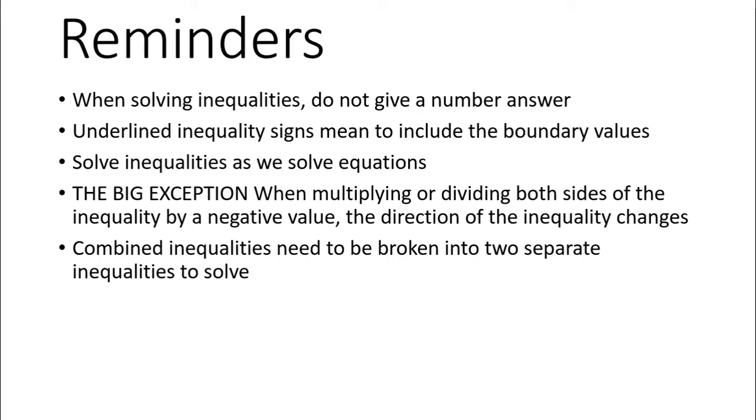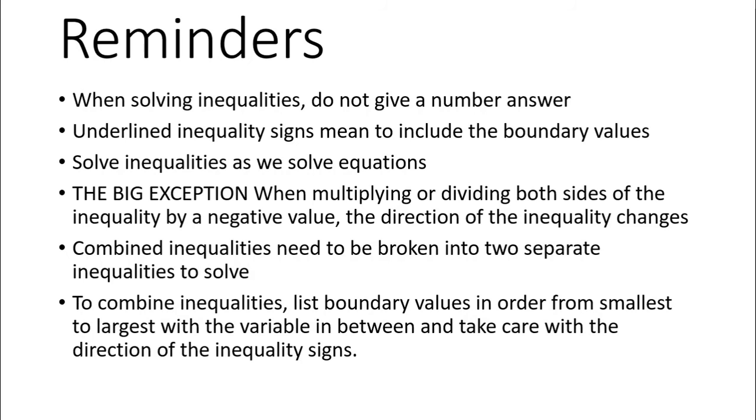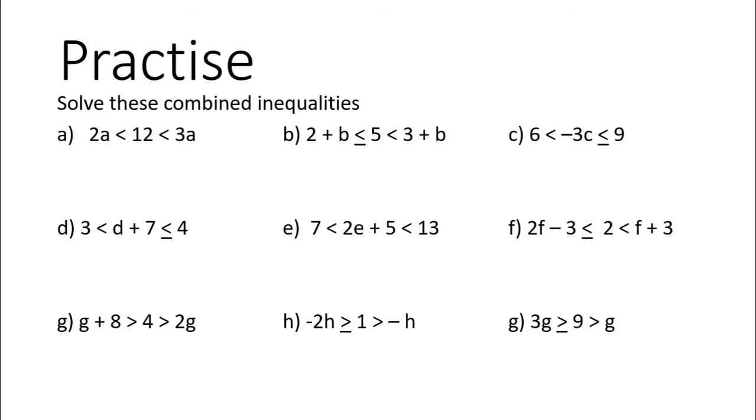Combined inequalities need to be broken into two separate inequalities to solve. To recombine those inequalities, we list the boundary values in order from smallest to largest with the variable in between, and take very special care with the direction of the inequality signs. So far, we've been getting lucky, but we will show you some exceptions in the future, so don't assume it's automatic. Now, time for some practice.